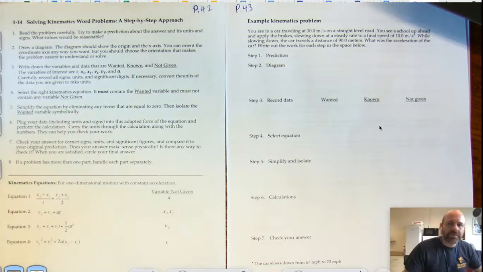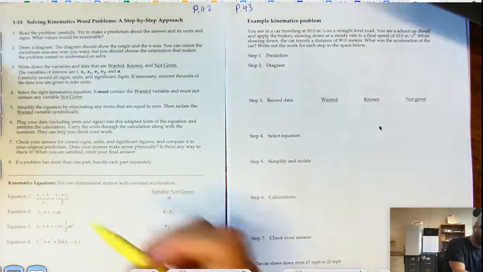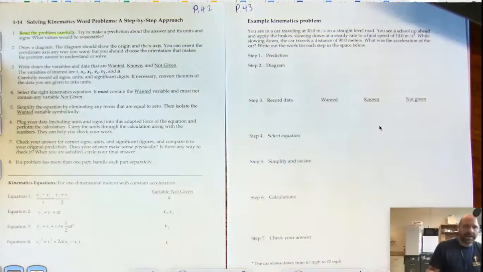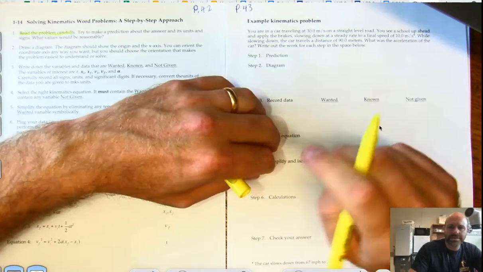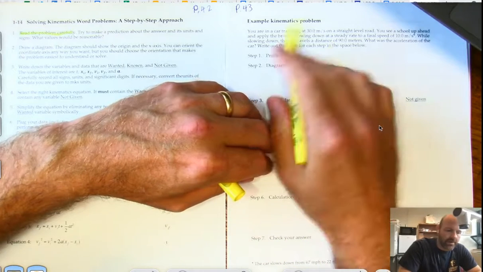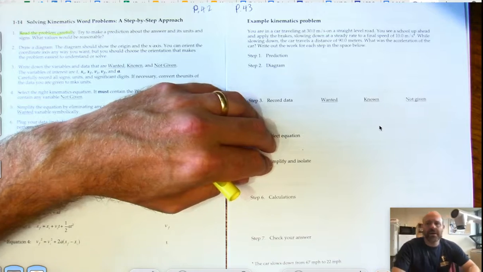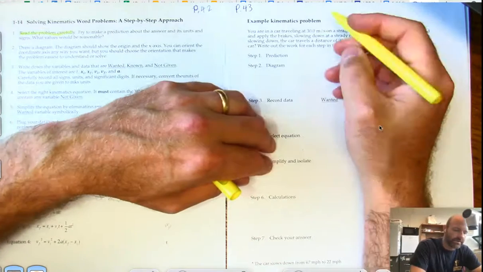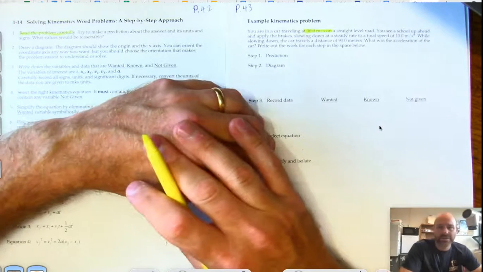As I need to. So the first thing we do is we read through the problem, of course. That's always an important thing. So I'm going to start by reading the problem carefully and try to make a prediction. So if I'm looking at this, you're in a car traveling on a straight level road at 30 meters per second. So 30 meters per second is definitely a piece of information we're going to need.